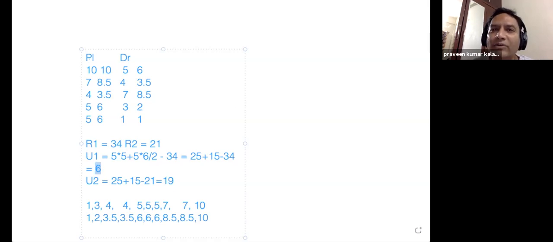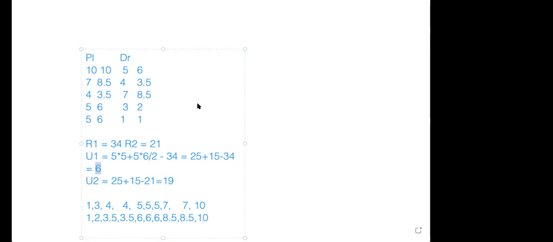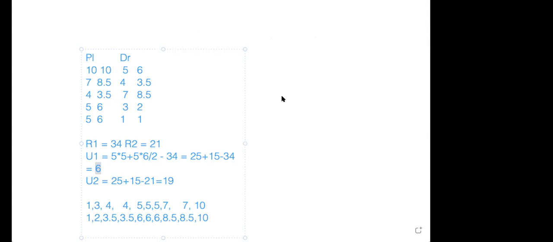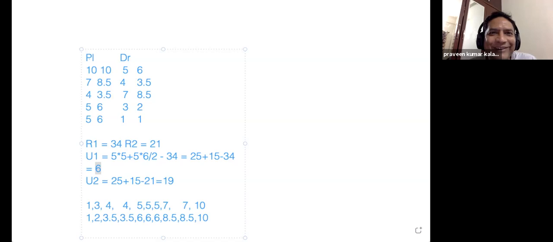If I go to the table, somebody go to the table and check what the value is. Are you able to see the screen still? Yeah, we can see the whiteboard. For 5 and 5, what is the value? 2. We are seeing the whiteboard only.